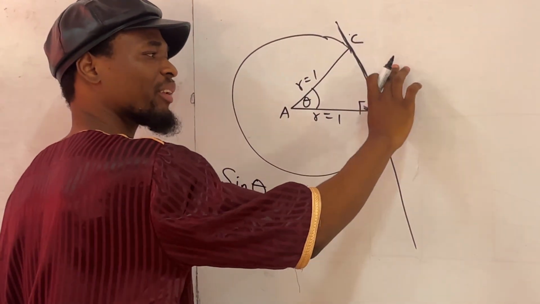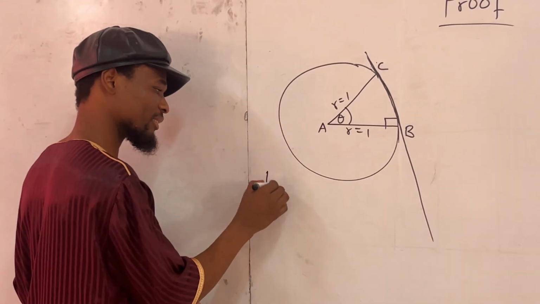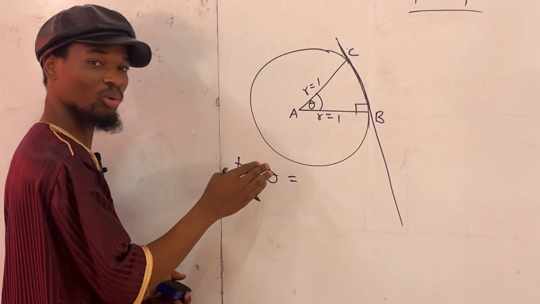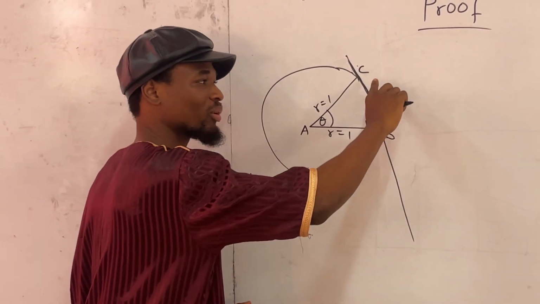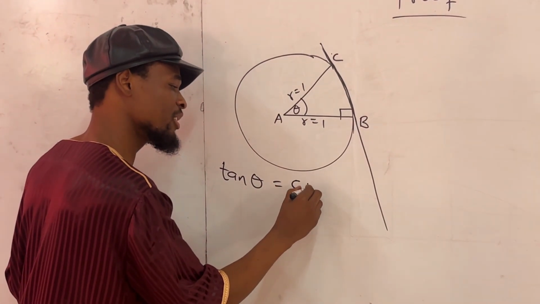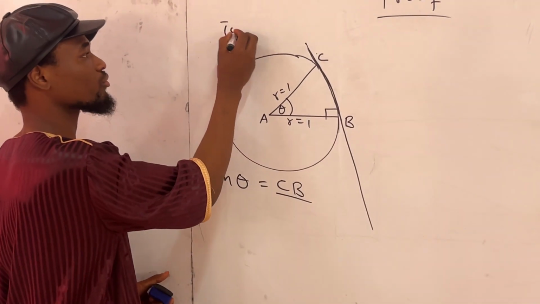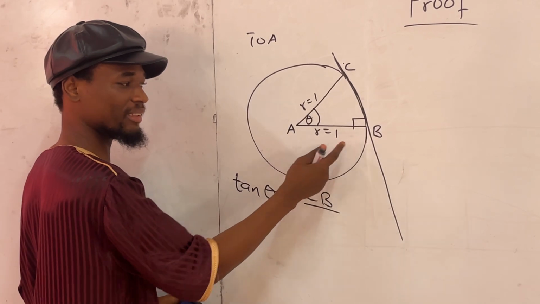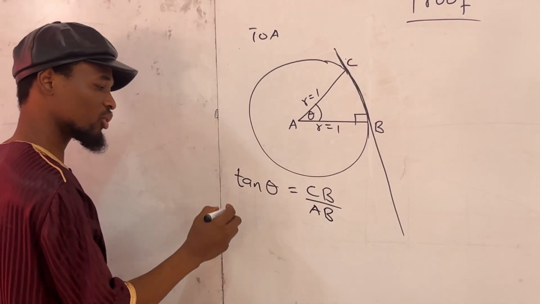Now, because I'm looking for this, I'll use the tan identity. So if I use tan of the angle theta, you know that tan is what? Opposite over adjacent. And what is my opposite? The opposite is this, right? So I have CB, then all over, since tan is opposite over adjacent, and the adjacent is what? AB, right?